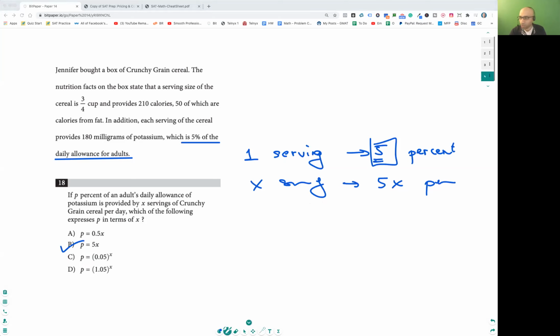I think we are going a bit slow. I'm going to speed up a little bit, and we'll see how things work out.